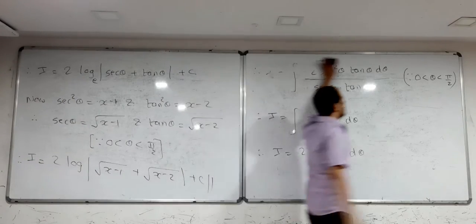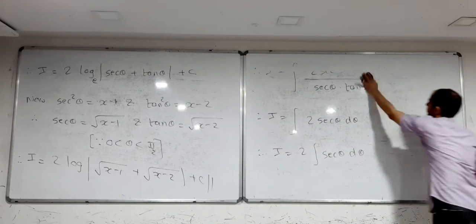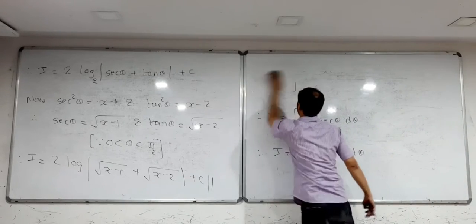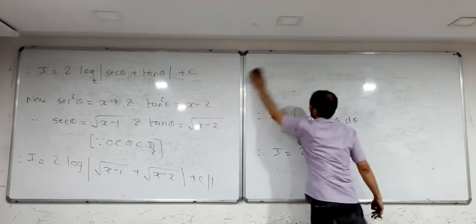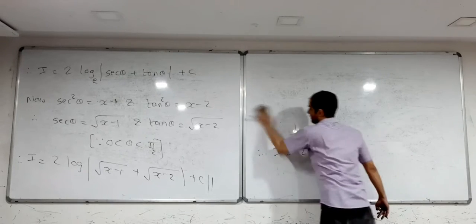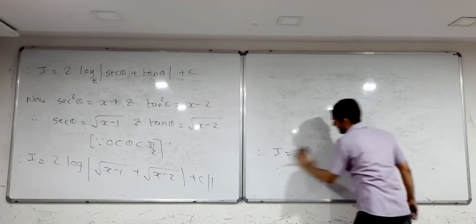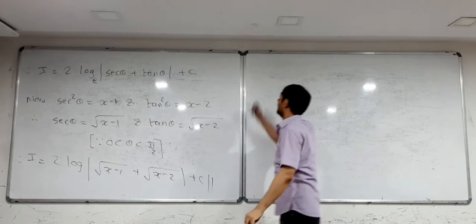Perfect. So you saw the parallel types were the same and this type was a little different, and to solve it I had to apply the trigonometric substitution. Now let us solve.